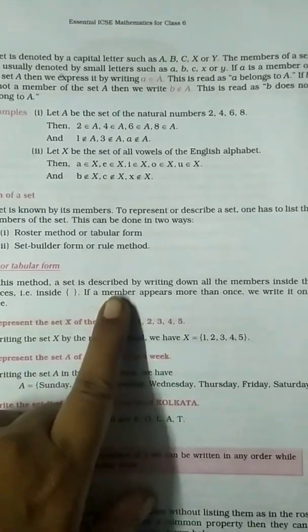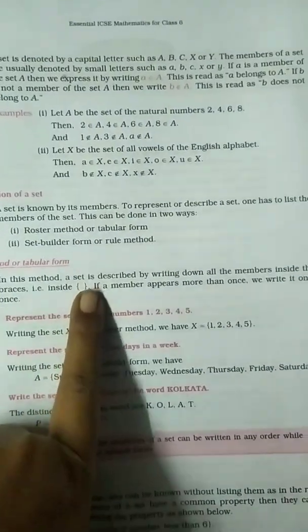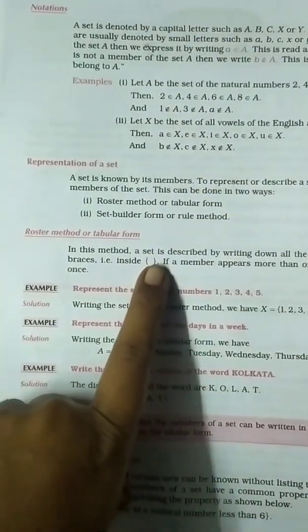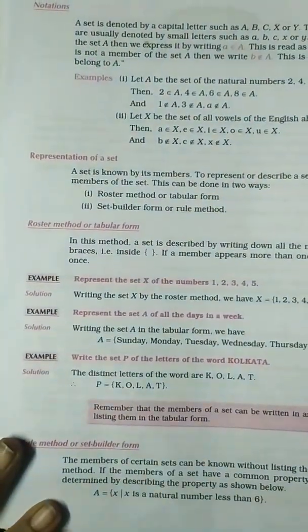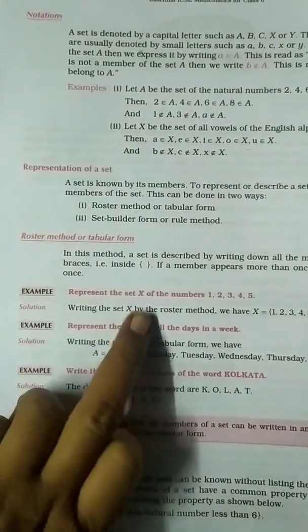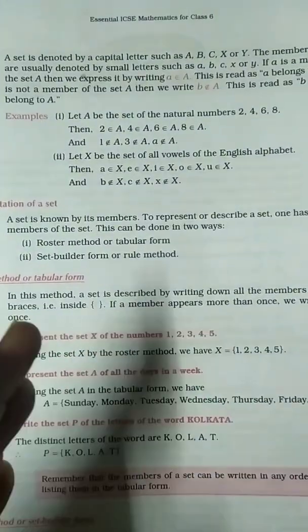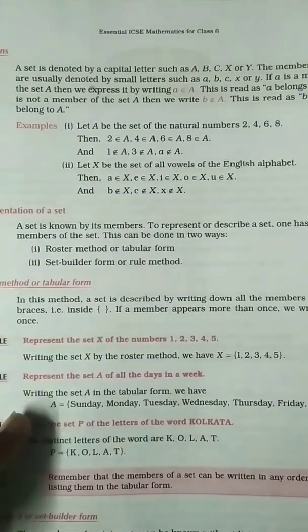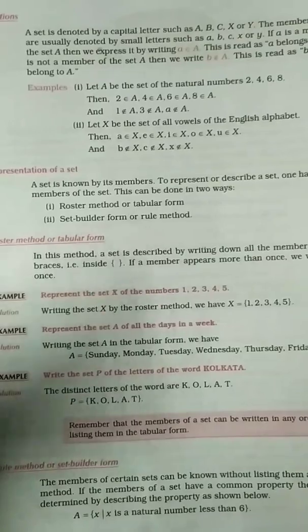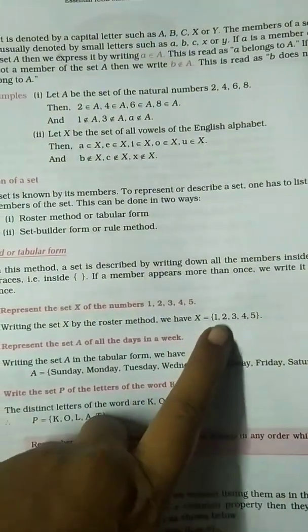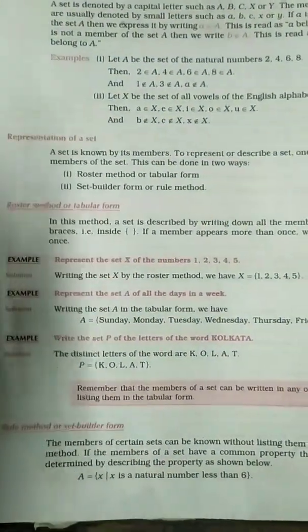Now, how to define a set in roster method? In this method, the set is denoted by writing down all the members inside the set within braces. So, whatever the elements will be in the set, it will be defined inside these flower braces. Suppose they have given one example. See, represent the set X of members 1, 2, 3, 4, 5. So, X, it is a set because they have given in cap letter. And the elements of set will be in small letter or small members that they have mentioned inside the braces. So this is how you can define the roster method.